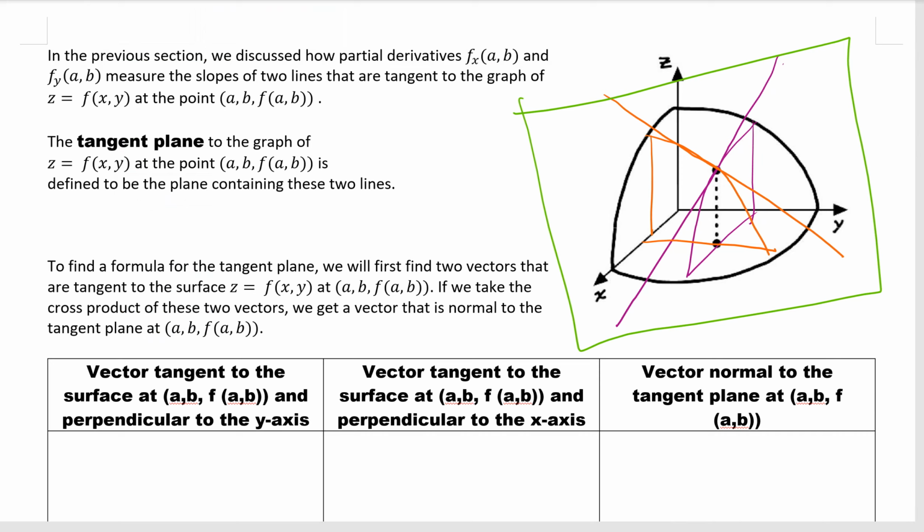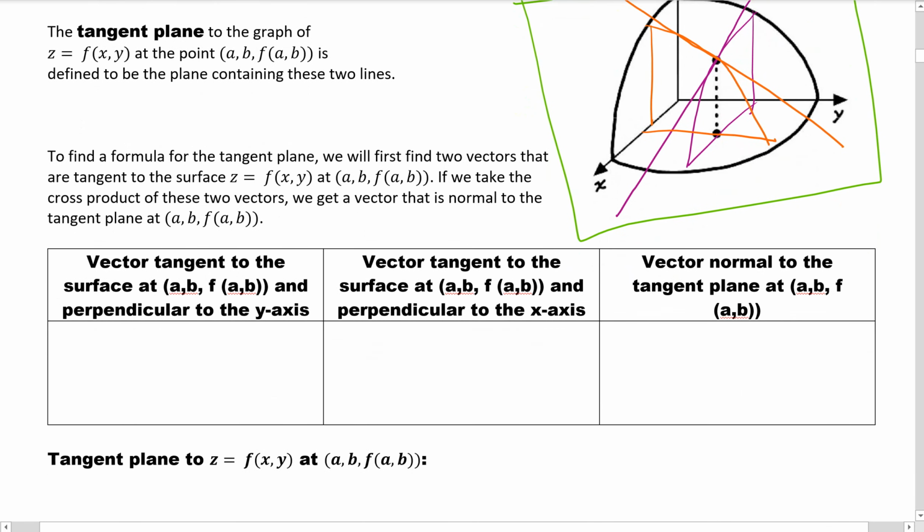To find a formula for the tangent plane, we will first find two vectors that are tangent to the surface. And we already did, right? Then when we take the cross product of those two vectors, we get a vector that's normal to the tangent plane. That's what we need for a plane equation. We need a point on the plane, and we also need a normal vector to the plane.